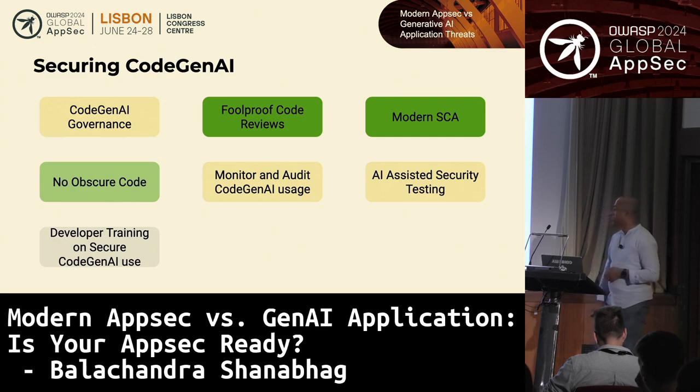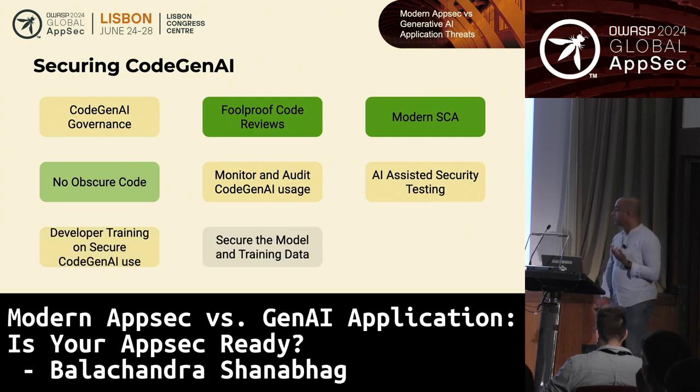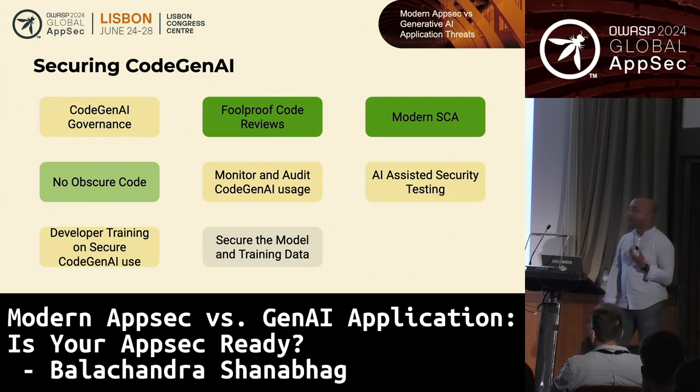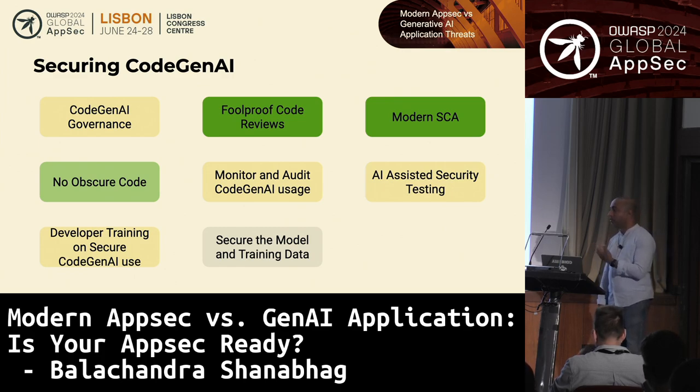The next is developer training on secure use of code GenAI. We need to make sure they are trained on how to use it securely and identify some of the risks they should be aware of. This is again a new thing. There may be previous secure coding trainings, but those definitely need updating for developers on how to handle the code. The next is securing the model and training data. If you are using any on-prem models, you need to make sure the models are secure. And if you are using any in-house code to train these things, make sure it is secure. You don't want people to influence them such that they can be used to deliver payloads, obscure code, or any kind of malware.